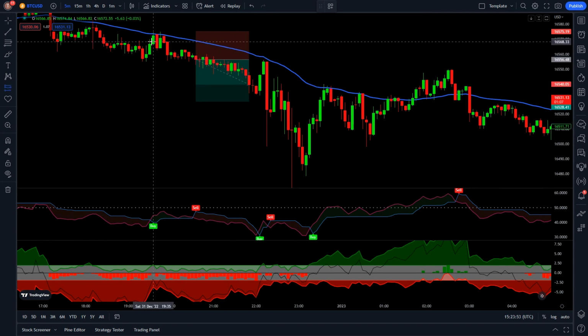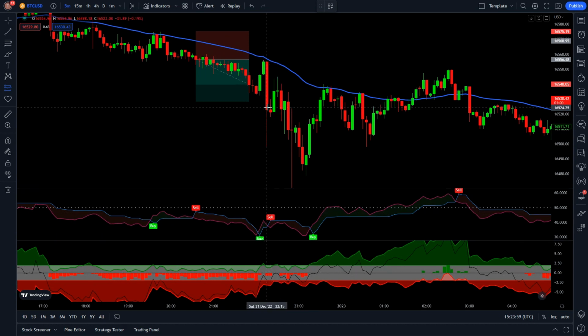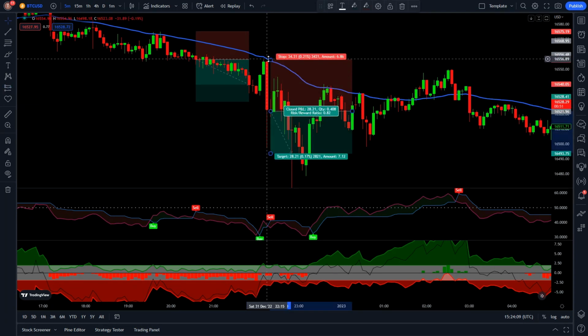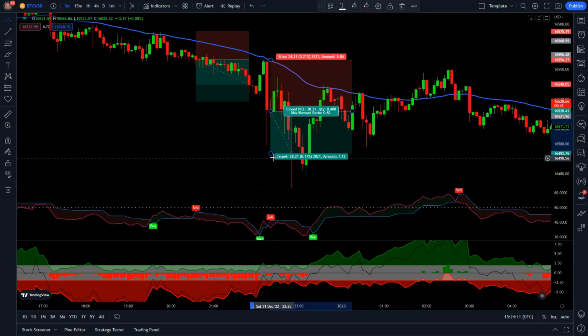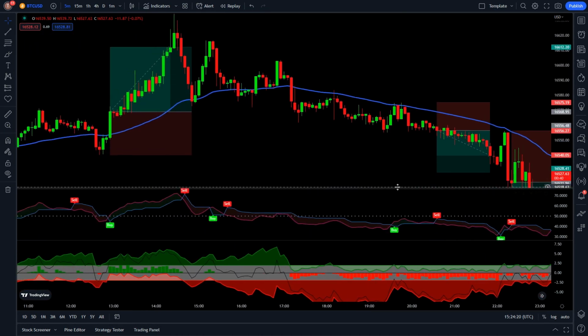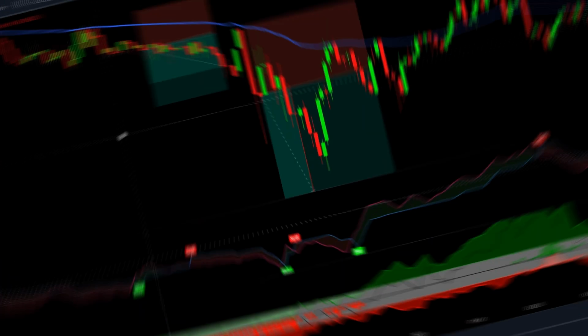This trade was valid because it's below the 50 EMA again. We have a red signal for a sell and the red histogram, so we could have entered on the close of this red candle right here, stop loss above this tall candle right here, which is the recent swing high, and then target 1.5 times the risk. So you can see there's 3 examples of 3 profitable trades: 2 sells and 1 buy.